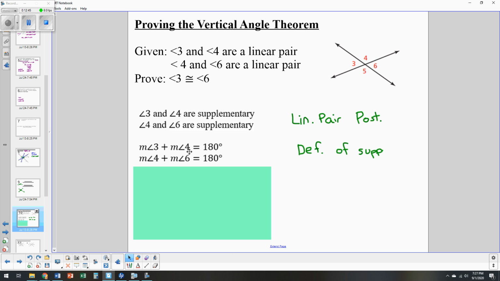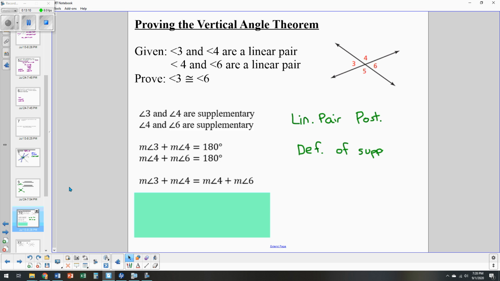And now we'll notice I have two equations, and both of them equal 180. If two things equal the same thing, that means they have to be equal to each other. So I'm going to go ahead and connect them. I'm going to get rid of those 180s, and connect these two pieces to each other. If 3 plus 4 equaled 180 and 180 equaled 4 plus 6, then 3 plus 4 equals 4 plus 6.